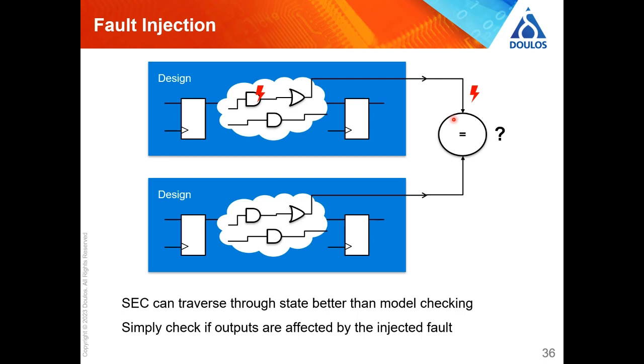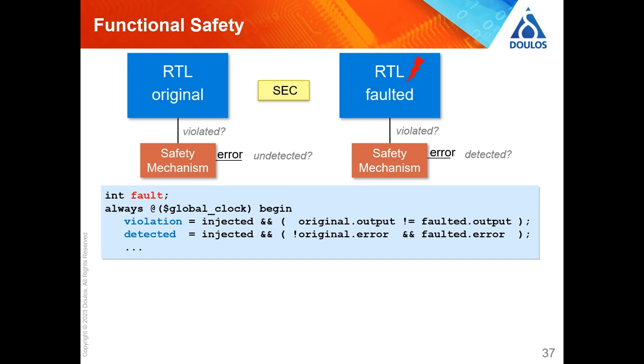One of the nice things about sequential equivalency checking is that it can typically handle larger designs than traditional model checking. So that allows us to deal with larger designs and solve harder problems using sequential equivalency checking. A specific example of fault injection is using sequential equivalency checking for functional safety. With functional safety, we need to test if faults can affect the safety path and if the safety mechanism can detect the injected error. And by writing some helper code, we can create a signal for the violation of the safety path and whether or not that injected error has been detected.